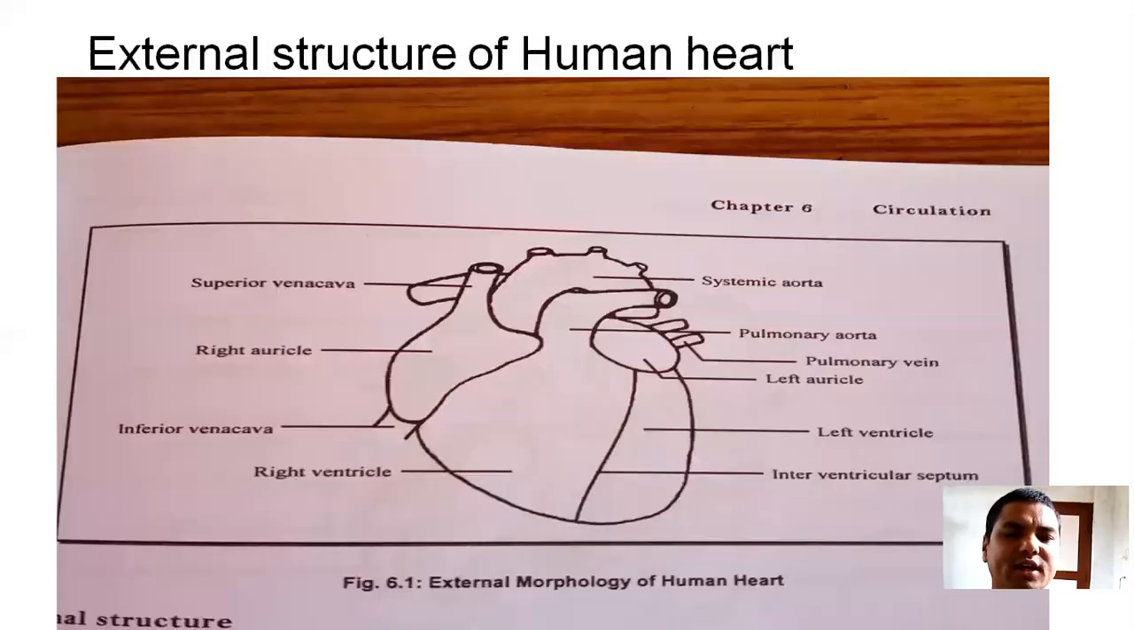Dear students, here is the structure of the human heart from the external side. This is the external structure of the human heart. Superior vena cava, right auricle, inferior vena cava, right ventricle, systemic aorta, pulmonary vein, left auricle, left ventricle, and interventricular septum are shown in the figure. Please try it yourself in your notebook.